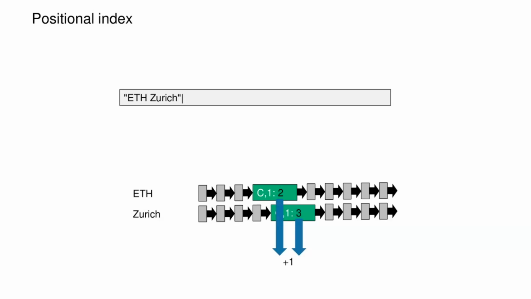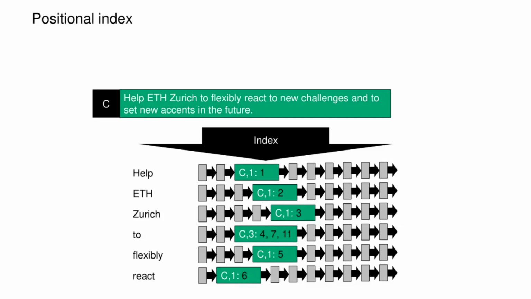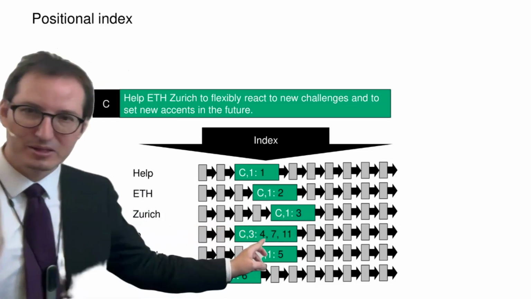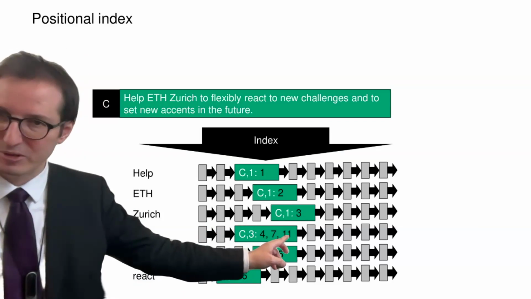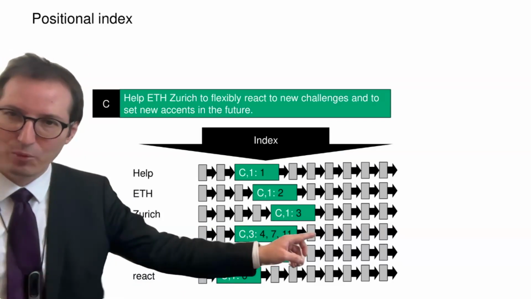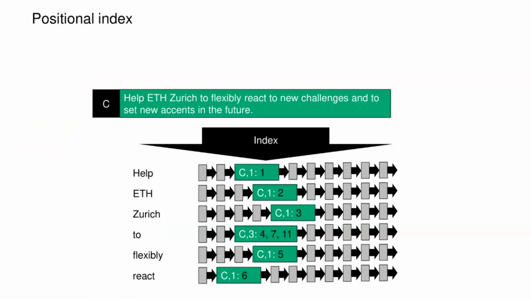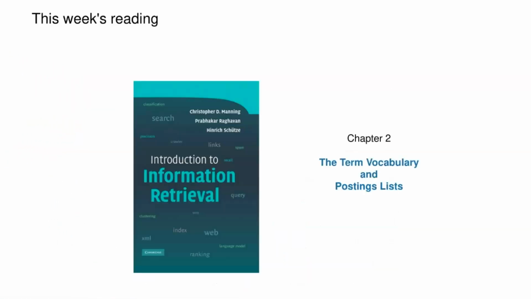Instead of non-positional posting. So basically, if you look here, every one of these places is a positional posting. This is a positional posting. This is a positional posting. This is a positional posting, right? It's a triplet with the term, the document, and the position, positional posting. And in fact, that's it.